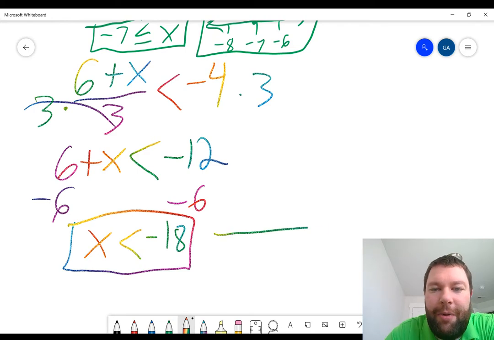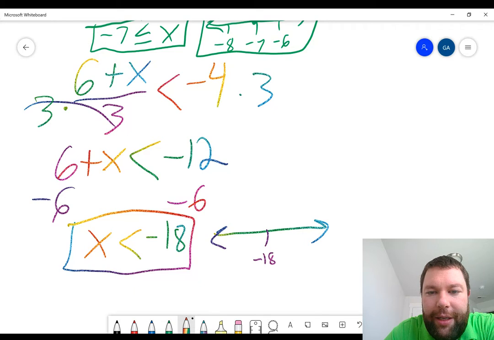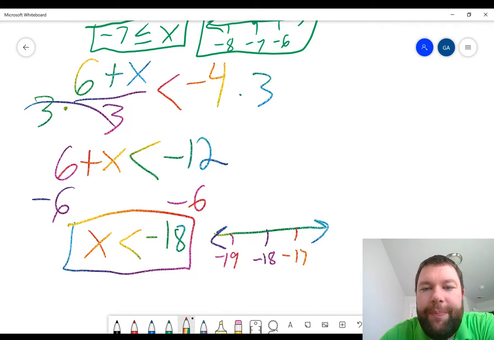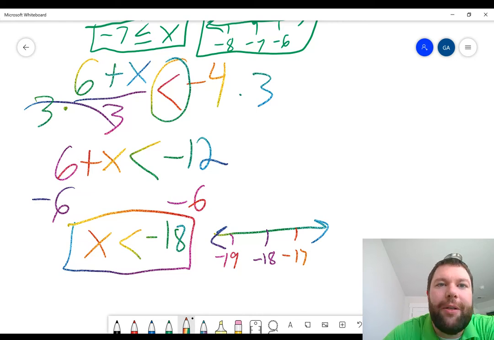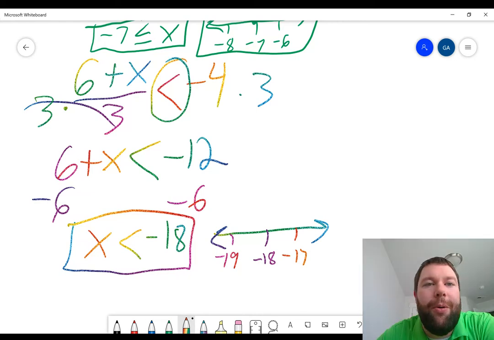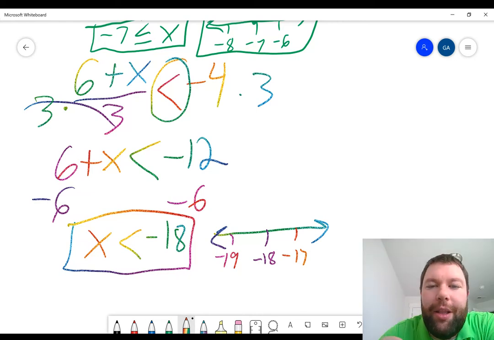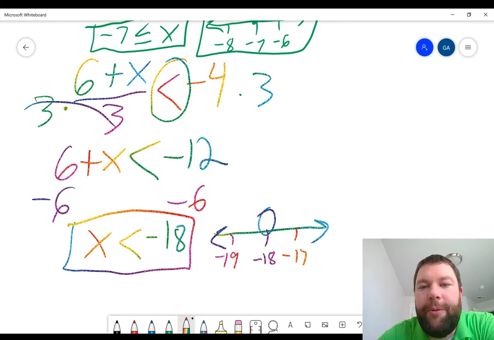Then I do my number line. And I've got negative 18. Again, I can do the number before, which would be negative 19, and the number after, which would be negative 17. And then again, I go back and look at my inequality symbol for what type of circle I'm going to use. It's a regular inequality. There's no line underneath it, so it's going to be a regular circle.